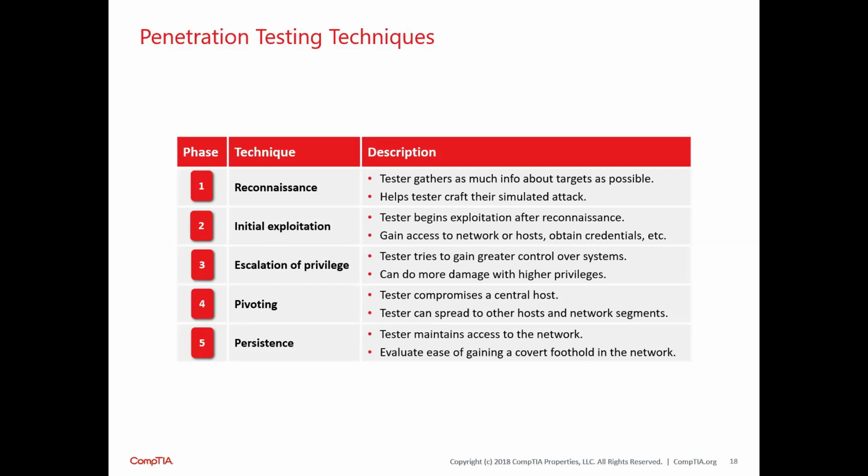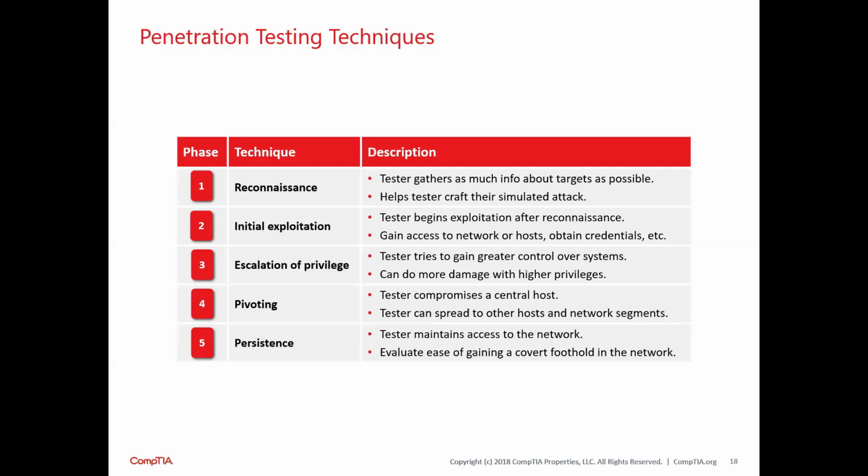Reconnaissance is the process where the tester will get more information about the subject and craft their simulated attack, then followed by initial exploitation. After reconnaissance, like getting the credentials, doing password cracking, as well as other types of access. Then phase 3, escalation of privilege. This could be vertical privilege escalation or horizontal privilege escalation. The idea is to get a higher level of control, the higher level of privileges to access the system.